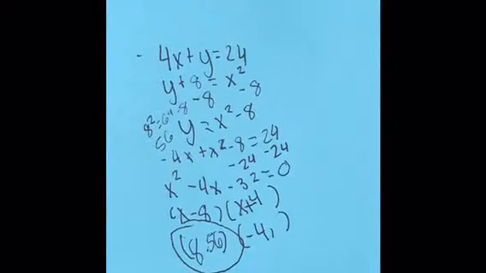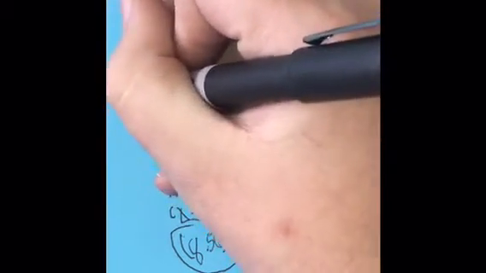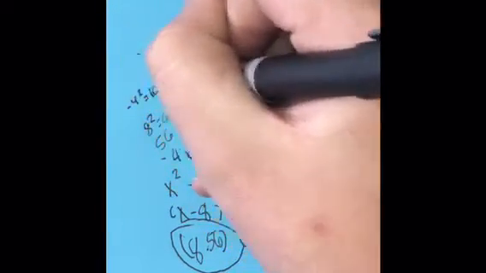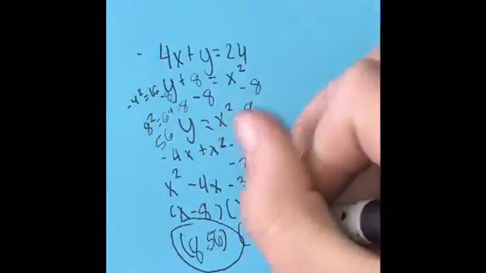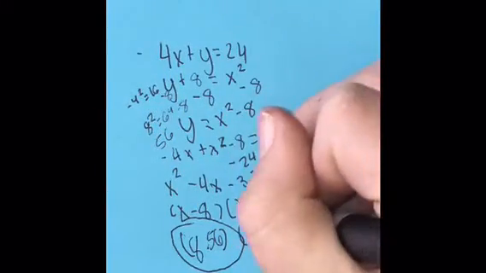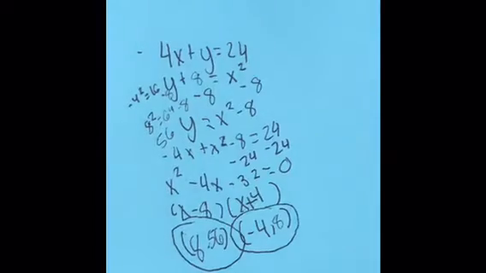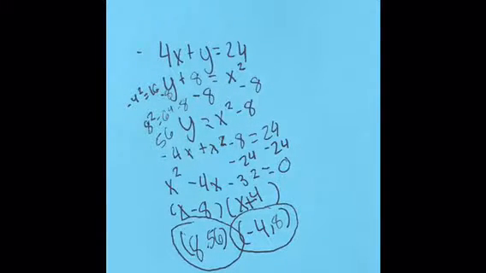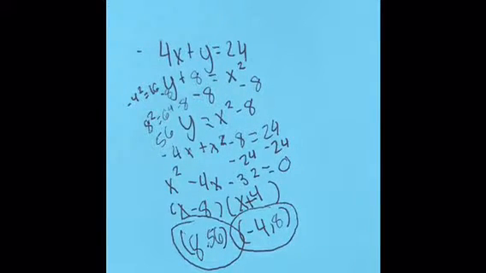Now I'm going to do the same thing with negative 4. I plug negative 4 in. Negative 4 squared is equal to 16, and then minus 8 is equal to 8. And so this is my second solution. My solutions to the system are (8, 56) and (negative 4, 8).